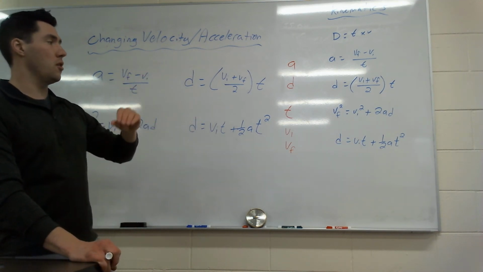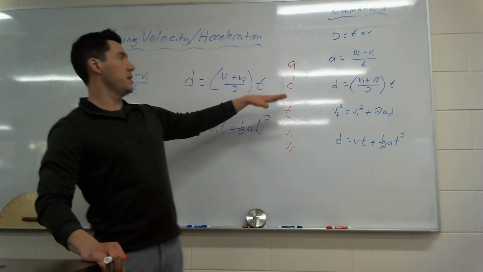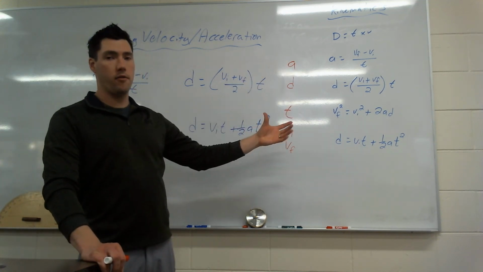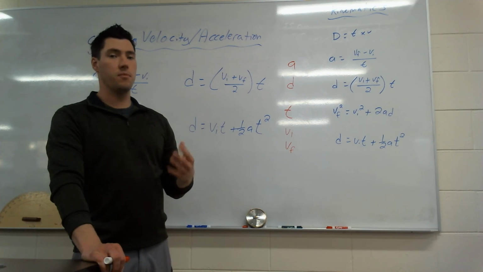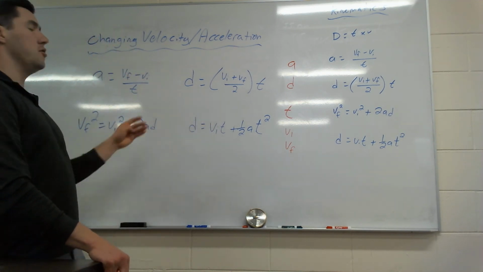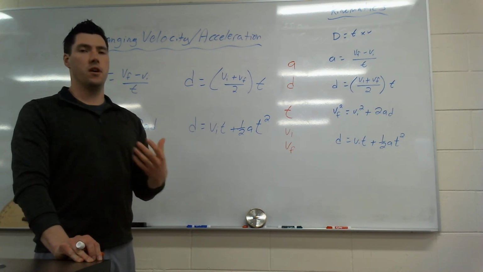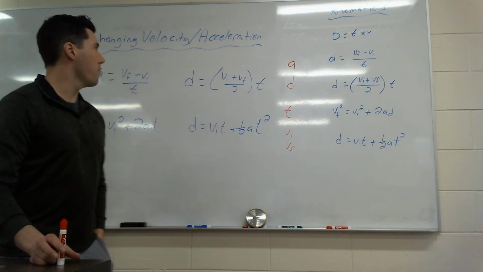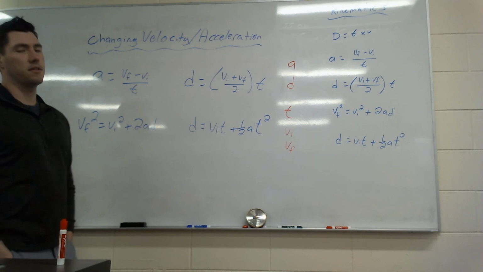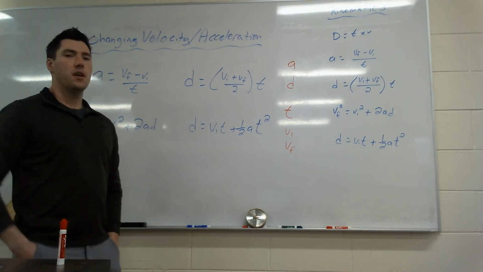Again, usually what you're always going to do for each question, you're going to basically figure out what variables you have. You're usually going to have 3 of them. And then which formula do you need to actually figure out the other one, like your missing variable. Okay? So there's a little overview of our changing velocity acceleration formulas.